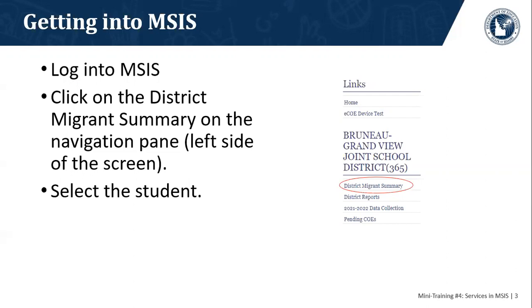You will click on the District Migrant Summary on the navigation page, which is on the left side of the screen. So in this case, if I were at Bruneau Grandview, I would look on the left side of the screen, see my district name, and just below that, I would see District Migrant Summary. Once I'm in the District Migrant Summary, I do have to select each student individually. In order to enter services for that student, you have to go into that student's record.